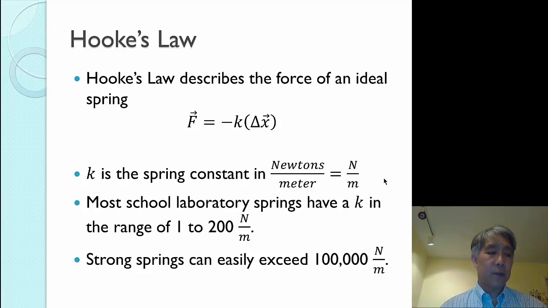Hooke's law, on the other hand, describes the force of an ideal spring, and is given by this formula that says force is equal to minus k delta x, where x is the displacement, and the force is trying to bring it back to equilibrium. That's all the minus sign means. k is the spring constant in newtons per meter. Most of our springs are fairly weak, somewhere in the order of 1 to a couple hundred newtons per meter. Stronger springs definitely exist.